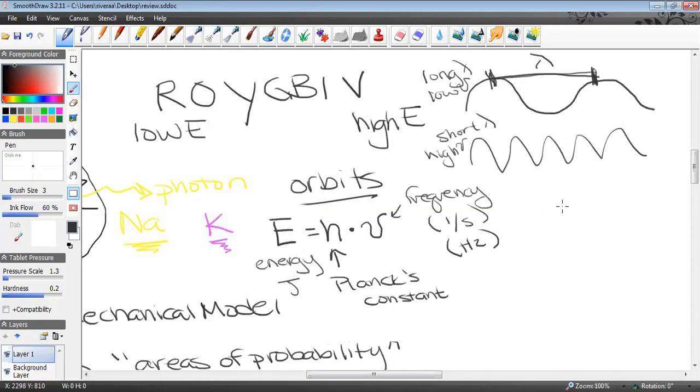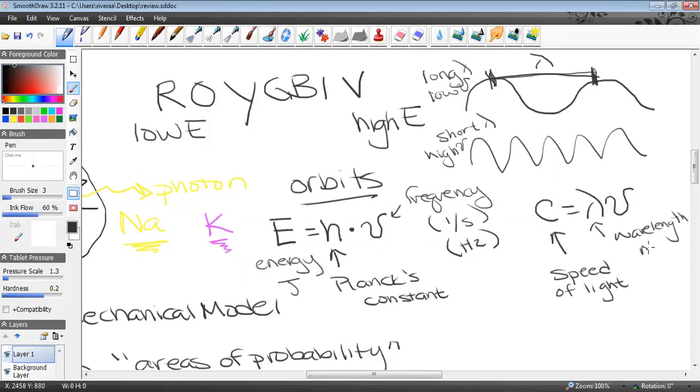The relationship between wavelength and frequency is c equals lambda nu. When the wavelength goes up, the frequency goes down, and when the frequency goes down, the wavelength goes up. They're inversely proportional. What connects them is the speed of light, because all electromagnetic radiation moves at the speed of light. I see that somebody has a question, so hang on one second. This is wavelength, typically measured in nanometers.